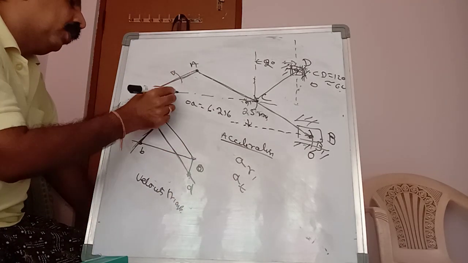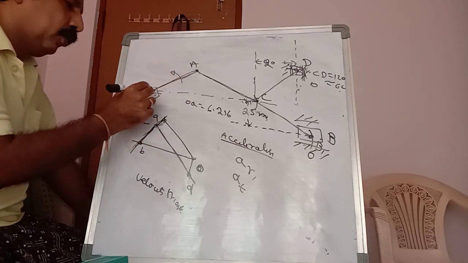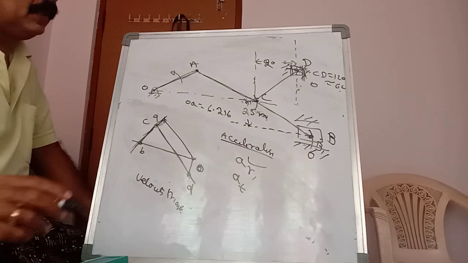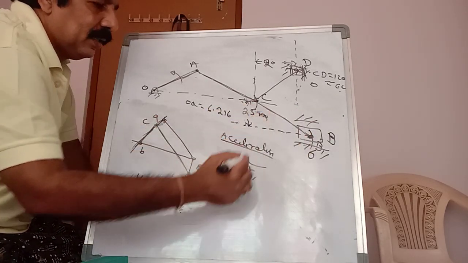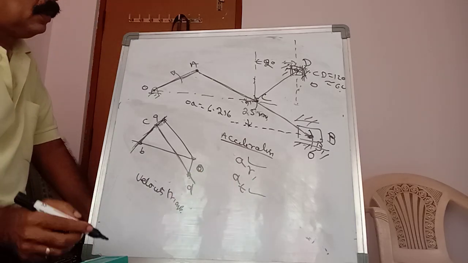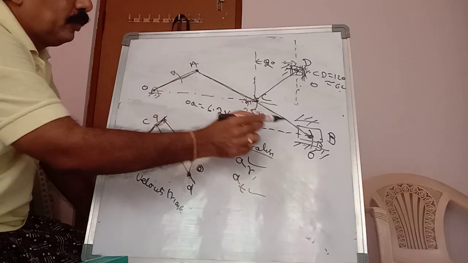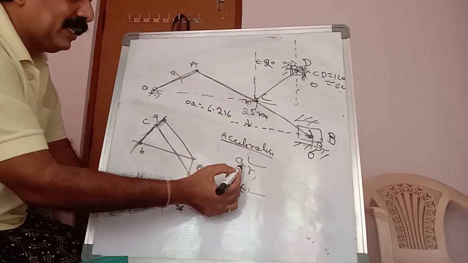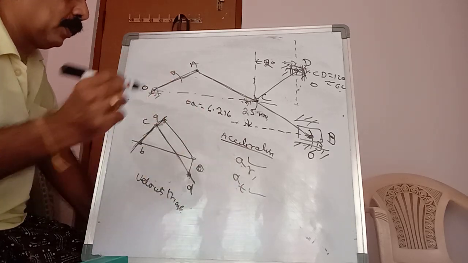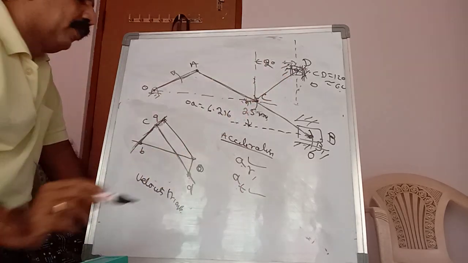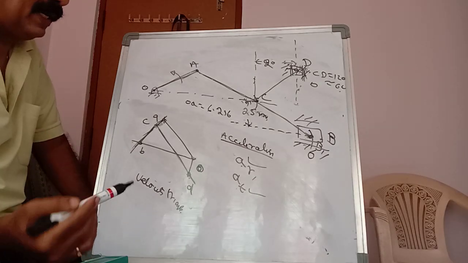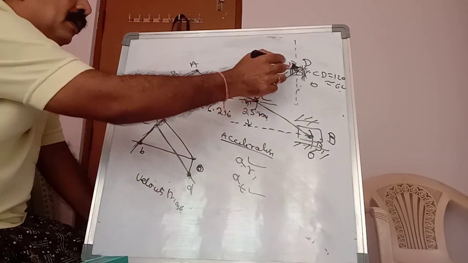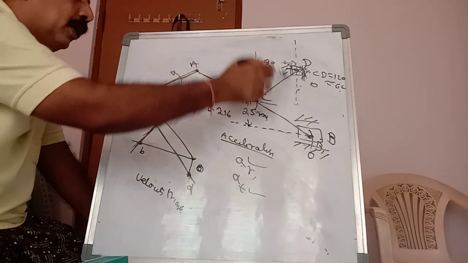Suppose a link constantly rotates about the O, then there is only a radial component. Suppose a slider is there, there is only a tangential component. For the other links, if you take the link AB, there will be a radial component and also a tangential component. And for CD also there is one radial component and one tangential component. For OB, only a tangential component. For OD or D, only a tangential component.